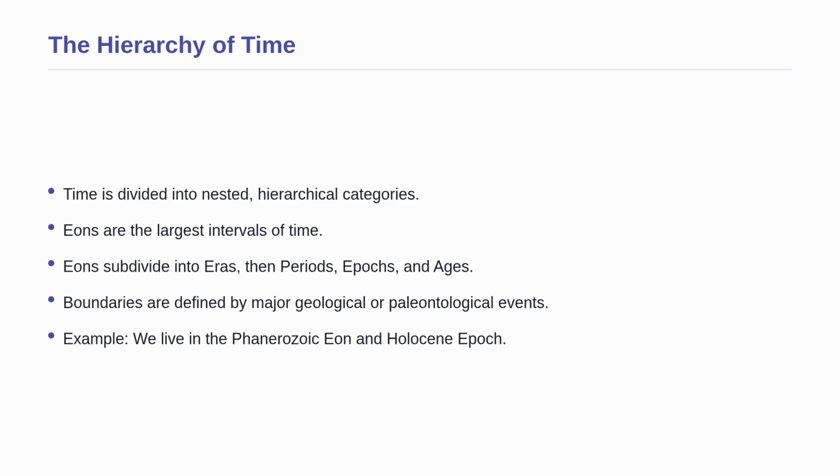These boundaries are not chosen randomly. They are strictly defined by major events in the fossil record, such as the 5 major mass extinctions, showing us just how fragile existence can be.